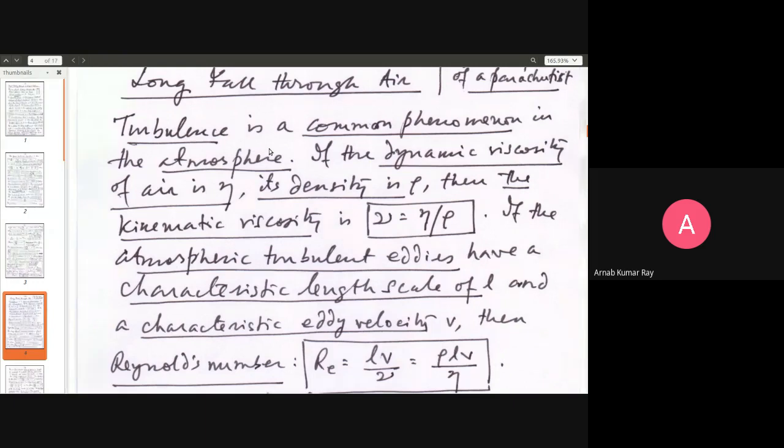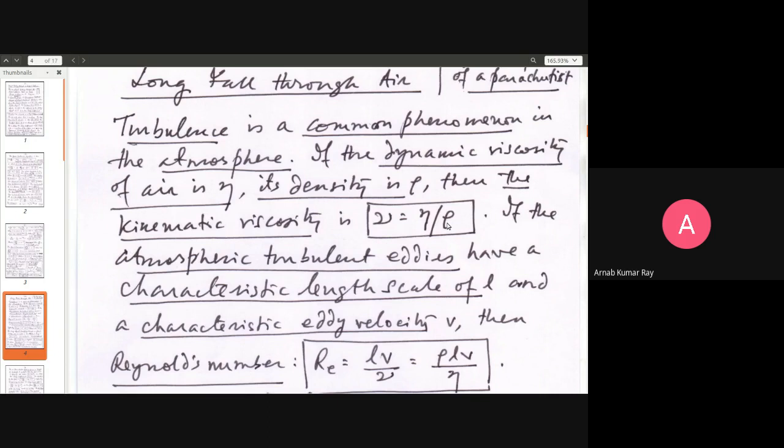Now, here we are looking at the word dynamic viscosity. Earlier, I told you that I will come to this word dynamic viscosity. The dynamic viscosity is written by the symbol eta here. Now, there is another viscosity, known as the kinematic viscosity. Kinematic viscosity is eta divided by the density of the fluid, and it is written by the symbol nu. Nu is equal to eta by rho.